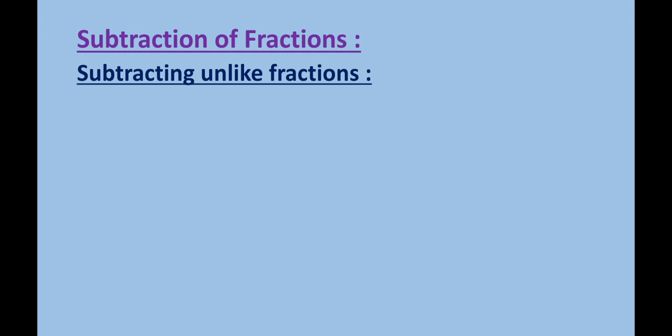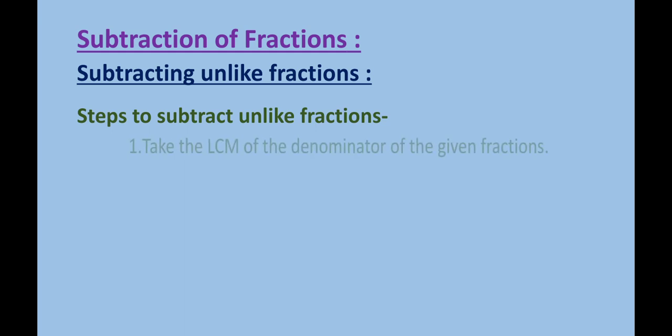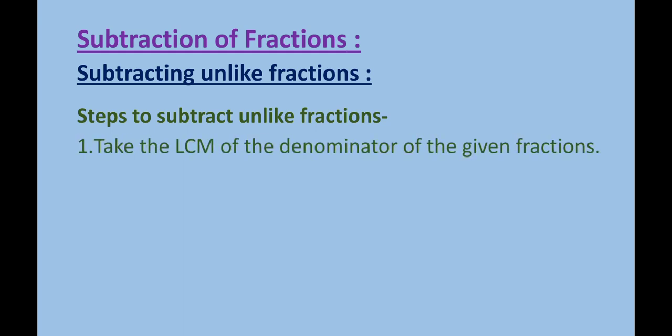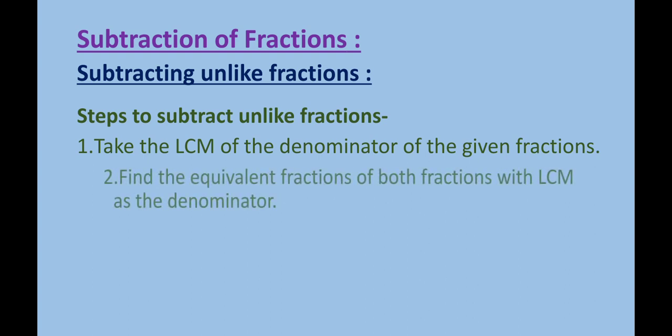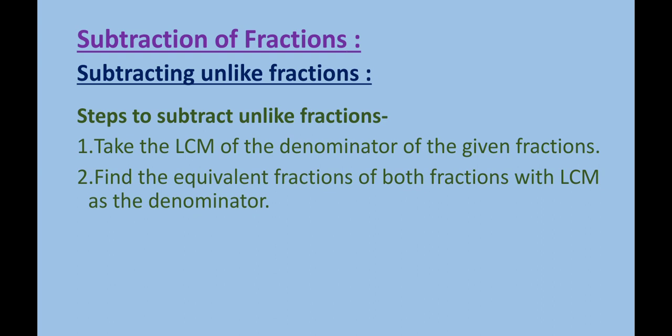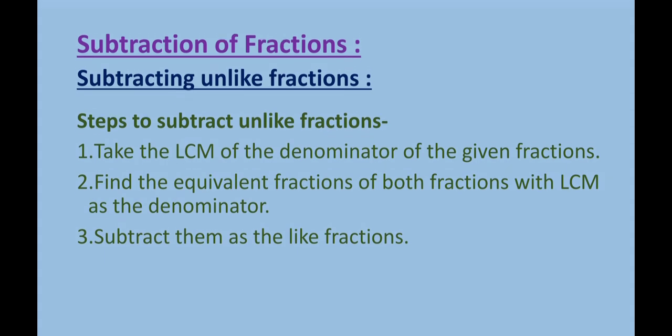Now come to subtraction of fractions. Second, we will discuss subtracting unlike fractions. The steps to subtract unlike fractions are: first, same as addition of unlike fractions, take the LCM of the denominators of the given fractions. Second step, find the equivalent fraction of both fractions with the LCM as the denominator. Next step, subtract them as like fractions. In the second step we got two like fractions, so after that we subtract them as like fractions.